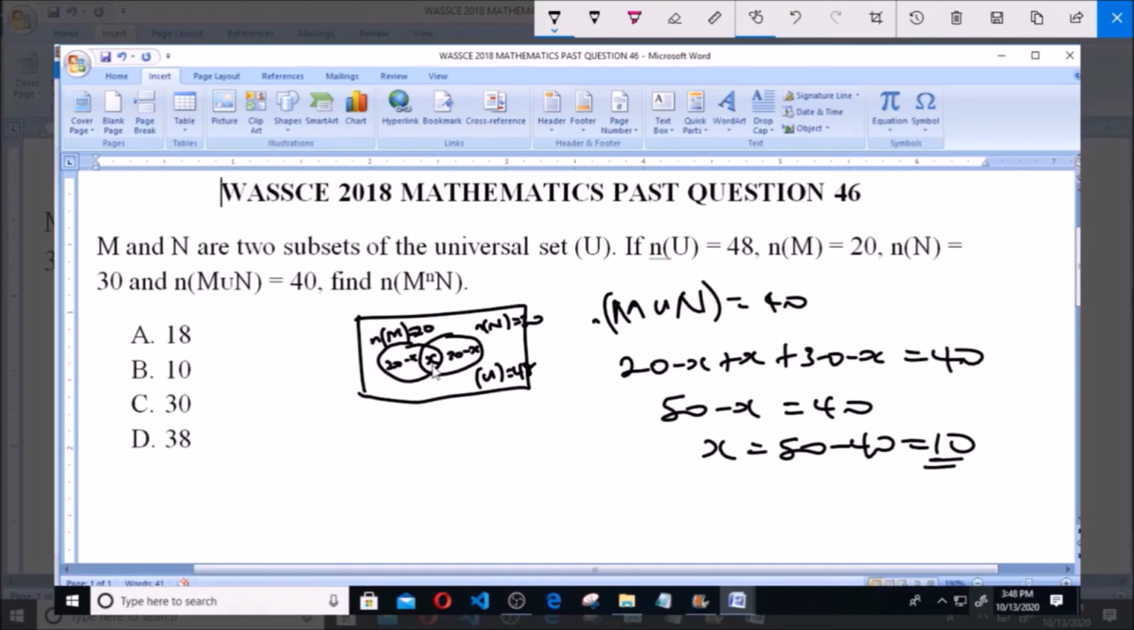And like I said, this position here simply represents M intersect N. So therefore M intersect N, which is x, is equal to 10. 10 is the answer, and that is option B.